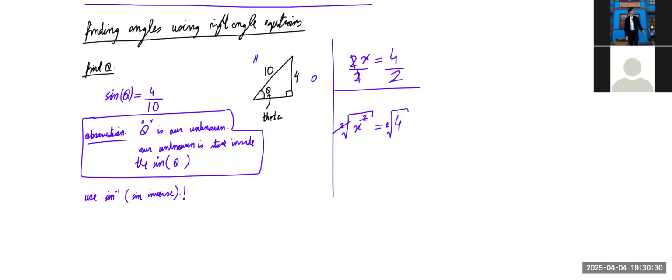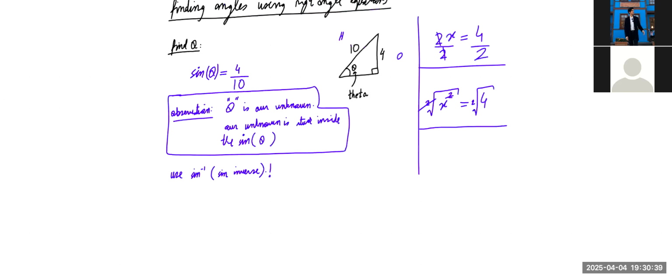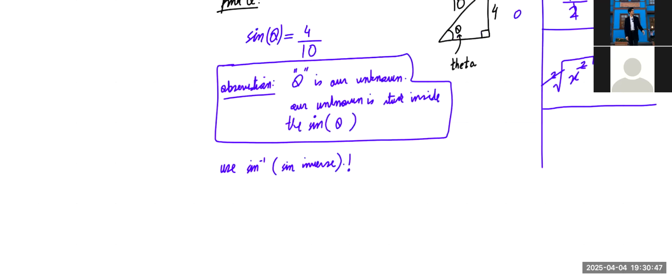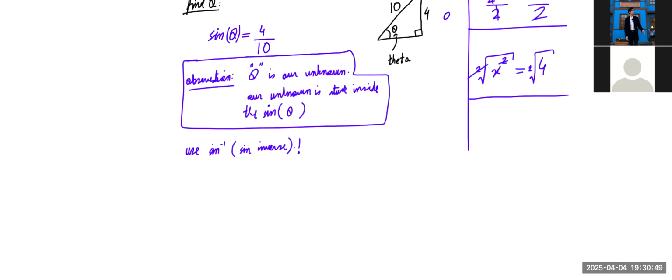Everything has its own inverse that cancels it out. Similarly, sine, cosine, and tangent have their own inverses which cancel them out: sine inverse, cosine inverse, and tangent inverse. Written down like this: sine inverse, sine with a little minus 1 on top, basically. So let's go back to our equation at hand. Sine of theta equals 4 over 10.